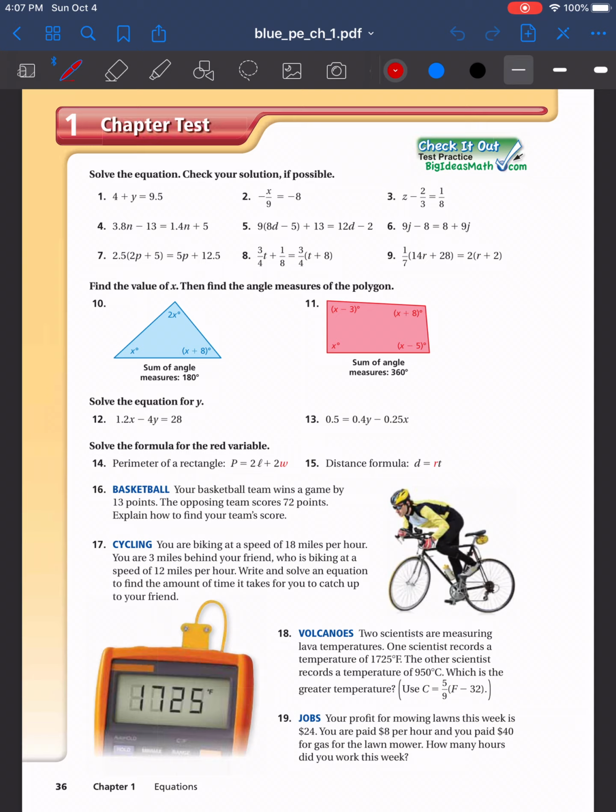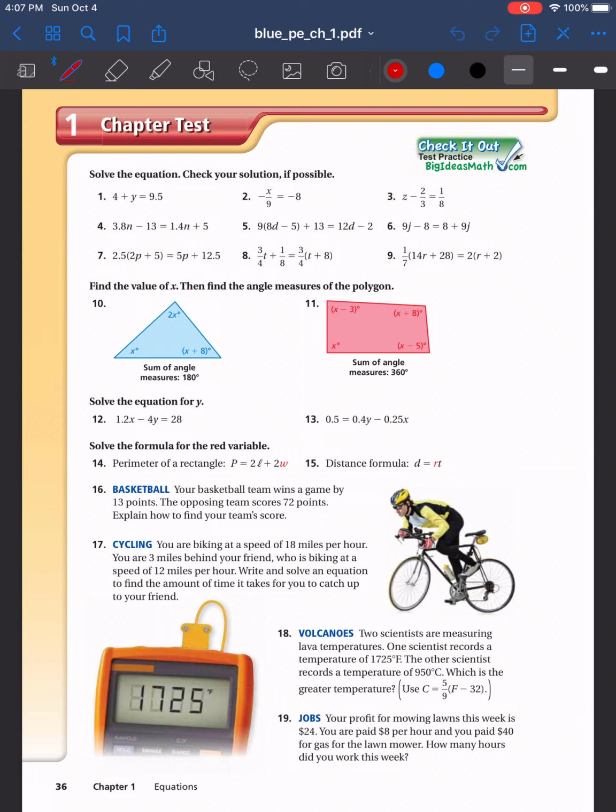So I need everybody to be on page 36. I need you to have your notebook open. And we are going to take this chapter test together. I'm going to leave a few of them for you to do, but eventually you have to have all of these done for your homework as well.